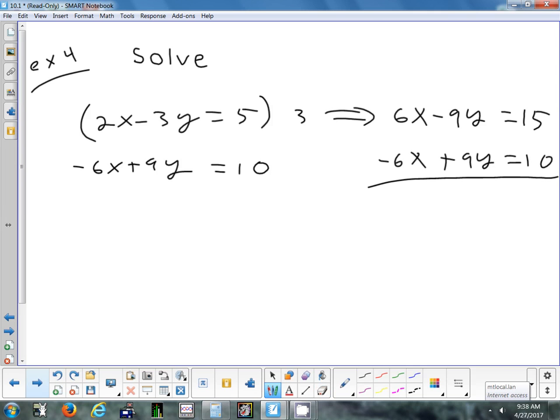Uh-oh. What happens when you add your x's and your y's? When all your variables cancel out, then you're in a special case, either no solution or infinite solutions. What's on the left? 0. What's on the right? 25. So no solution. When you get a statement that's false, it means that there is no solution.